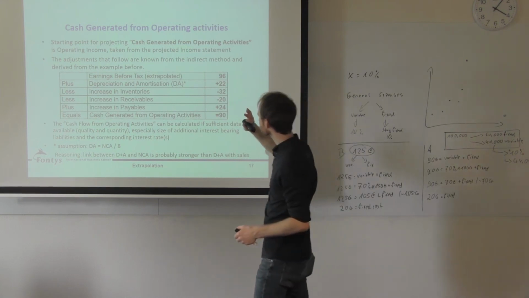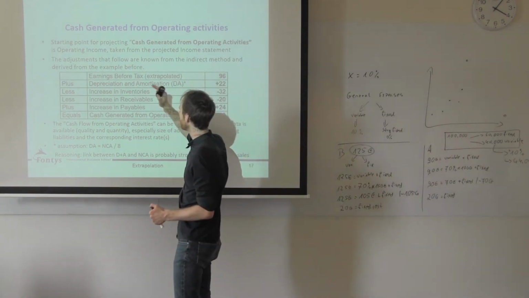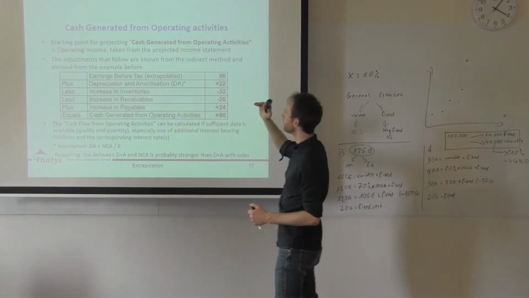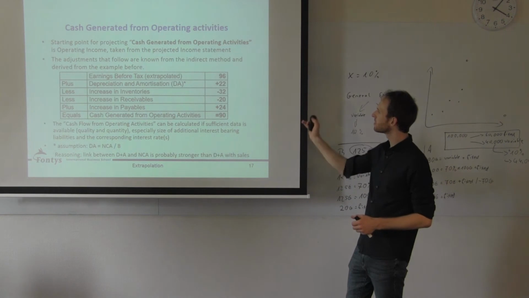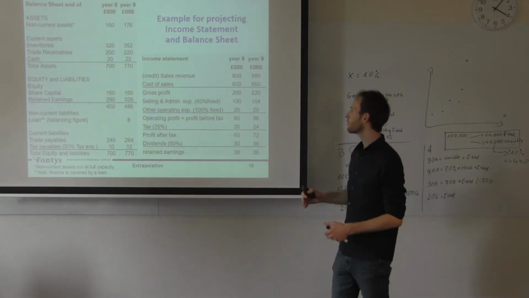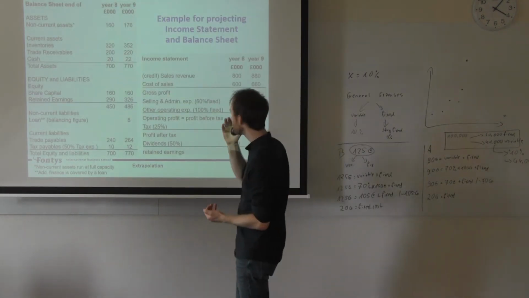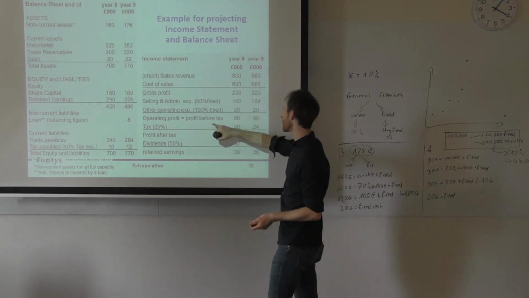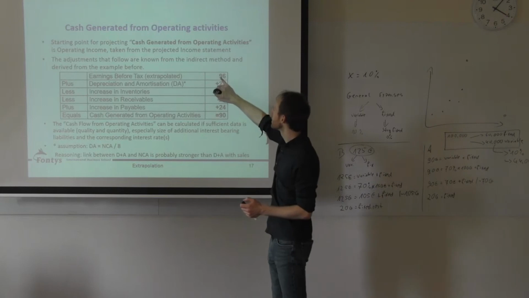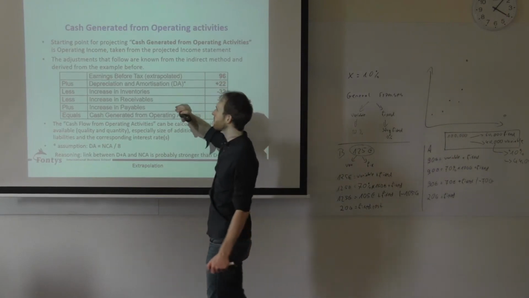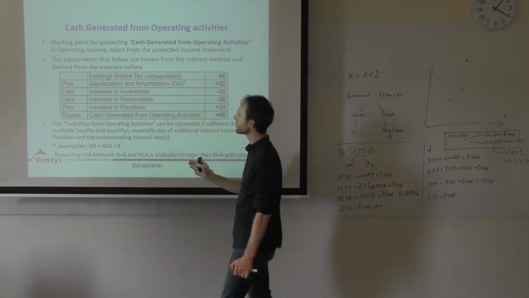And here, well, we actually start with the earnings before interest and tax. So we go back once, and we know we don't have any interest. So that makes it easier for us. But we have earnings before tax, so 96. That's the starting point. And then we know we have to add back the depreciation and amortization.